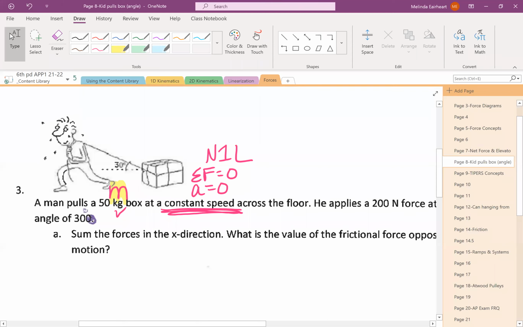Let's draw a diagram. What forces are acting, not on the man. Is the man the object? Here's how you know. What did they give you the mass of? The box. They did not give that to me for the person. And so it's the box. That's our object. And so we've got weight. And we're pulling with a string, so I'm going to call it a tension force. And that tension force is at an angle.